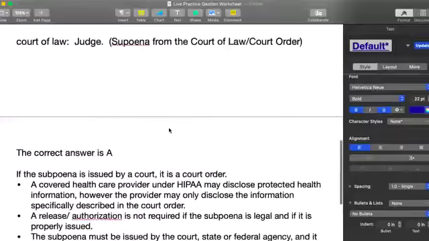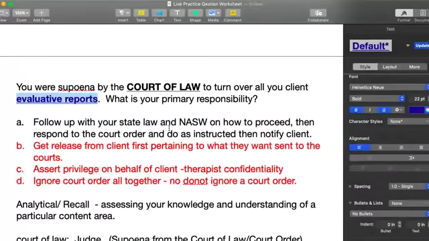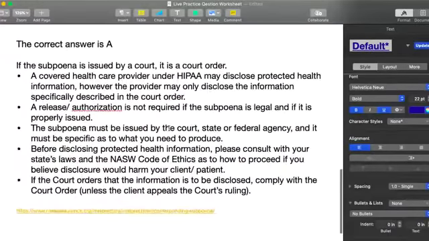you need to produce. And as you see in this particular question, the way I wrote it up, is asking for something specific, and it's coming directly from the court. And then before disclosing protected health information, always consult with your state law and the NASW Code of Ethics as to how to proceed if you believe disclosure would harm your client or patient.